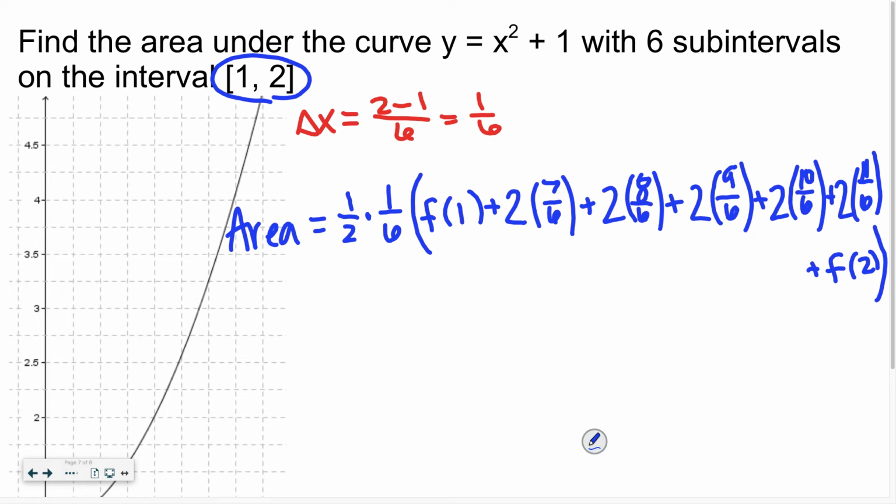Okay, so we have 6 trapezoids, but I have 7 numbers inside. But the first and last one, there's only one of. All of the ones in the middle, there's 2 of. So let's divide and conquer here.